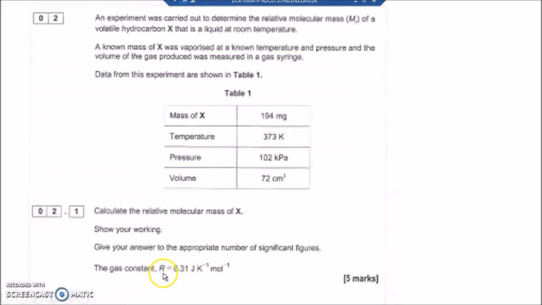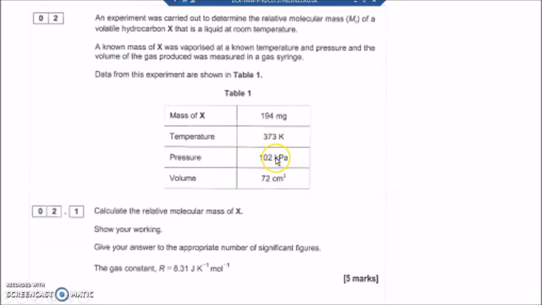So the only equation with R in it is PV equals nRT. So that's clearly what we've got to use. Remember, temperature is going to be in Kelvin, which is correct. If it weren't in Kelvin, if it were in degrees C, to convert degrees C into Kelvin, you add 273, but it's already in Kelvin.